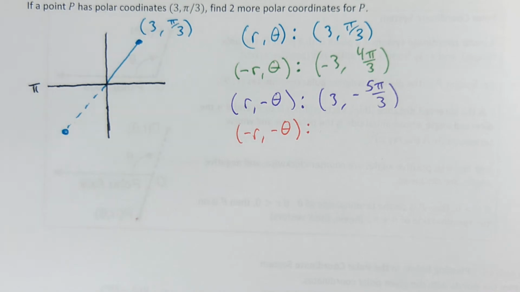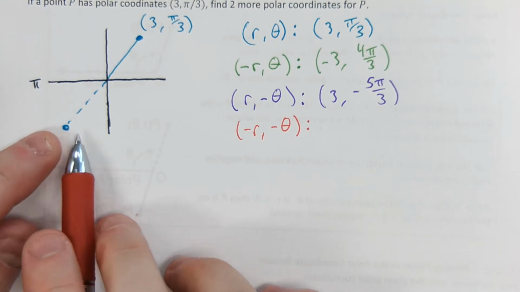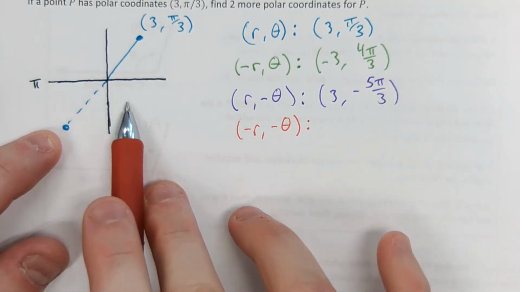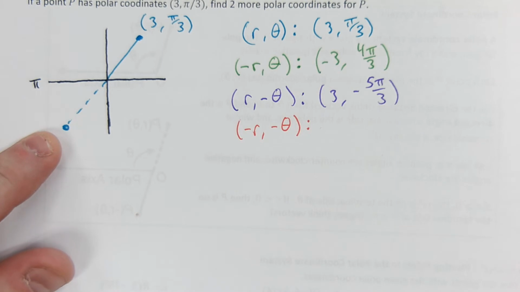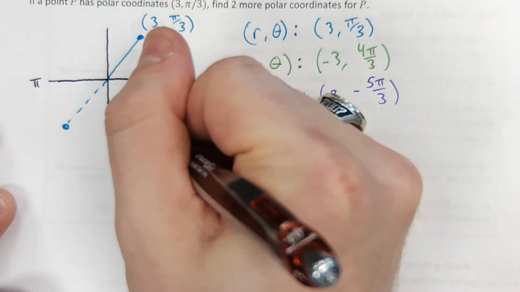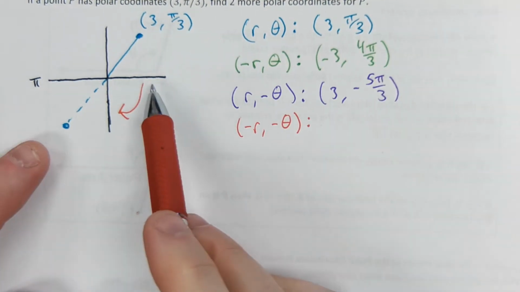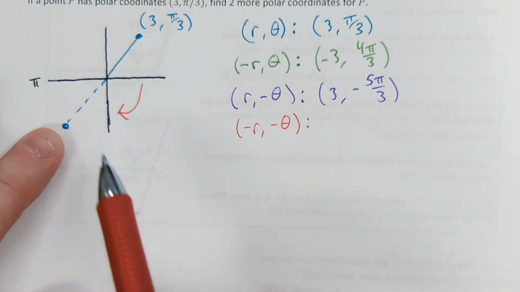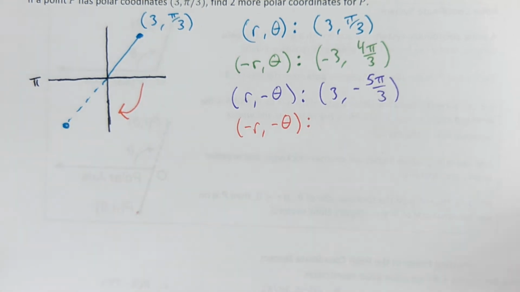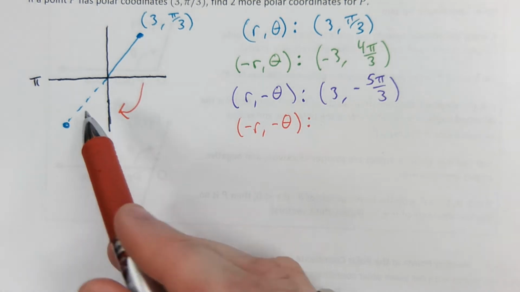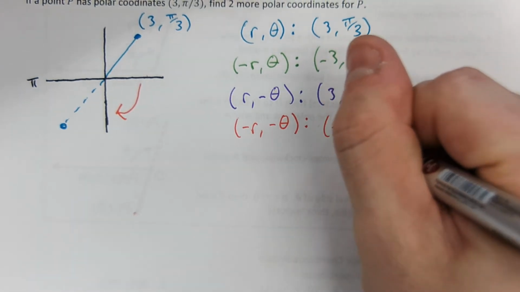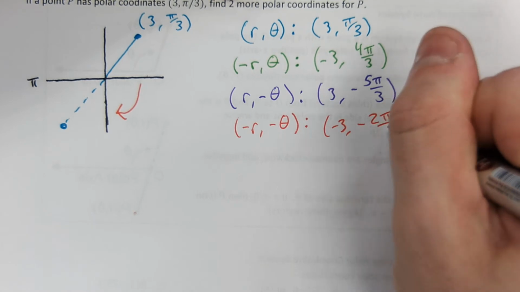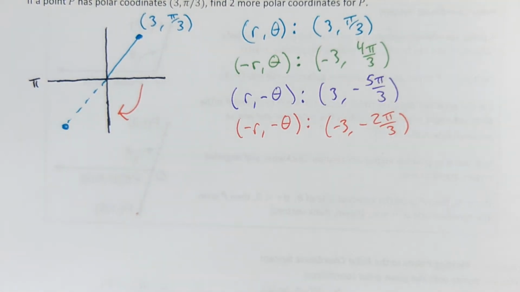So this angle is negative pi over 3 is here. So if I wanted to get a negative angle, how far do I have to go to get from there to there? There you go, negative 2 pi over 3. And because this is dotted, we already know our radius is negative. So it's negative 3 comma negative 2 pi over 3. Just like that.